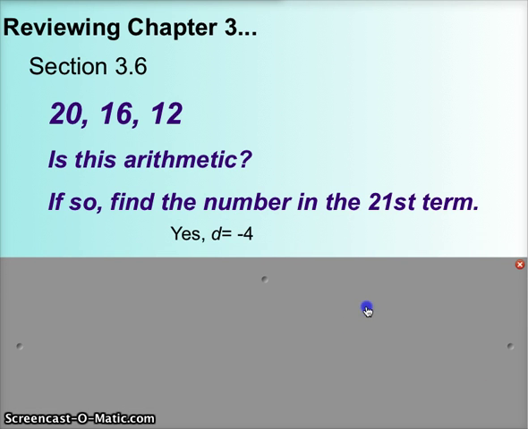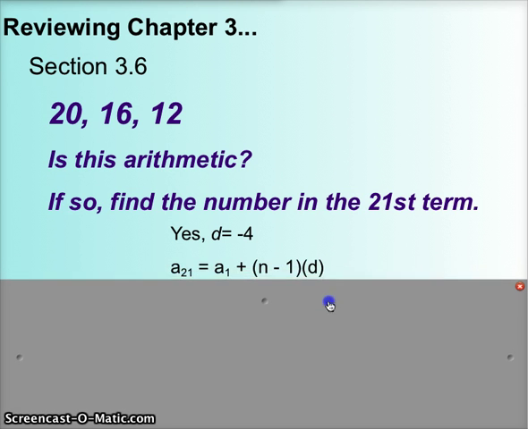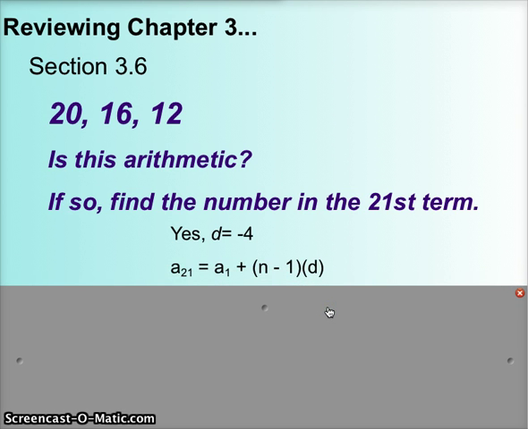You should have said yes, this is arithmetic, because you can see that you are constantly subtracting by 4. There is a common difference of -4. Now hopefully you remember the formula. A sub 21, the 21st term, is A sub 1, the first number in the sequence, plus the term you're looking for minus 1 times the common difference.